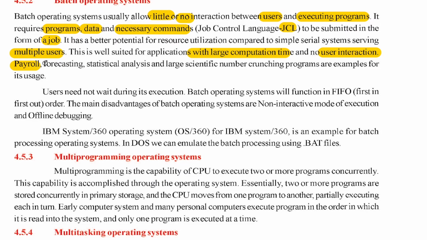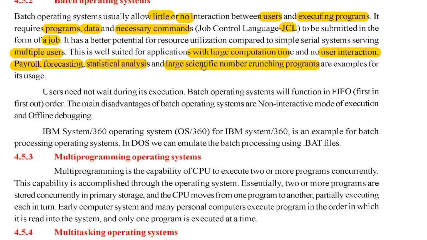Also forecasting, because that involves a large amount of data. Statistical analysis and large scientific number-crunching programs are also examples of its usage. Where we have to deal with a large amount of data, whether science or commerce, it doesn't make a difference. In those environments, we use this batch operating system. Normally we cannot use a batch operating system at home. It is only for handling large amounts of data.